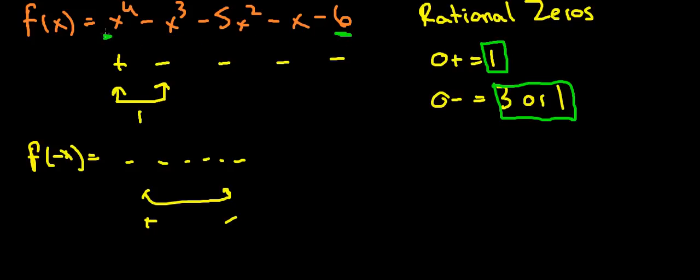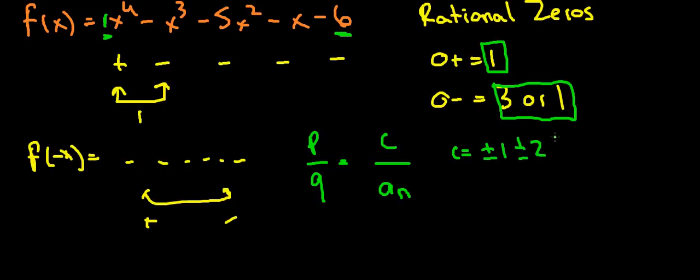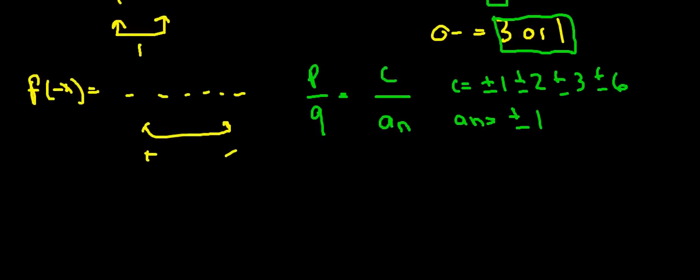So we have a 6 and a 1. So we need to use our P over Q, where P is the factors of the constant, and Q is the factors of the leading coefficient. And the constant in this case is 6, so the factors of the constant are plus and minus 1, plus and minus 2, plus and minus 3, and plus and minus 6. And the factors of the leading coefficient are 1.